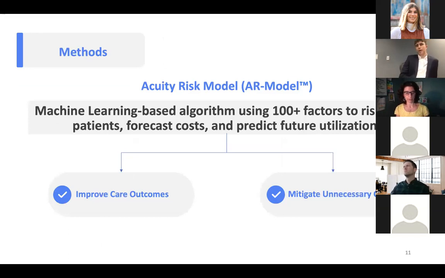So diving deeper into the AR model, we developed a machine learning risk grouping algorithm for long-term care patients. So the acuity risk model, or AR model as we have coined it, has over 100 separate diseases, conditions, and social determinant of health factors to accurately risk group these patients. So the purpose of the model is to leverage machine learning and social determinants of health to predict, reduce, and improve potentially avoidable hospitalizations and their corresponding costs. This comprehensive approach will really help improve care outcomes and mitigate unnecessary costs regardless of social or economic status.